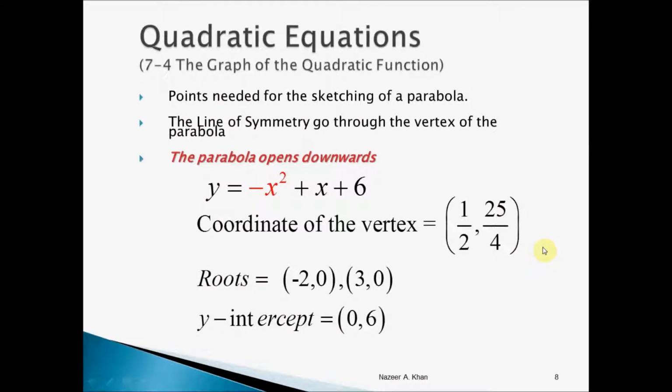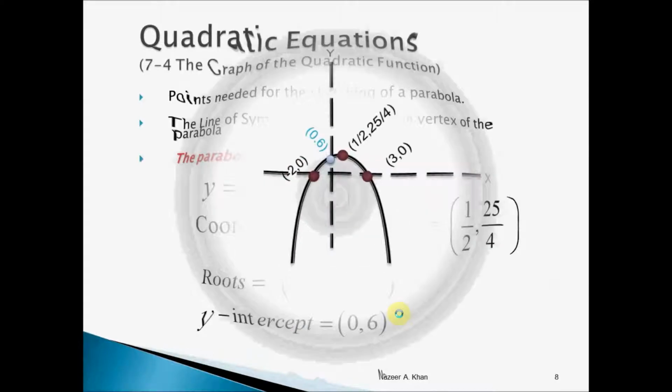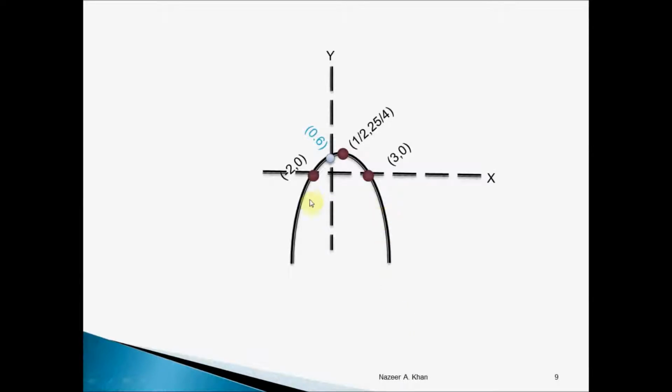We also know from the equation itself that this parabola will open downwards because of the minus sign. We have the vertex, we have the roots, and we have the y-intercept. Let's go and plot this up. We have the two roots, they're plotted up. We have the y-intercept, and we have the vertex.